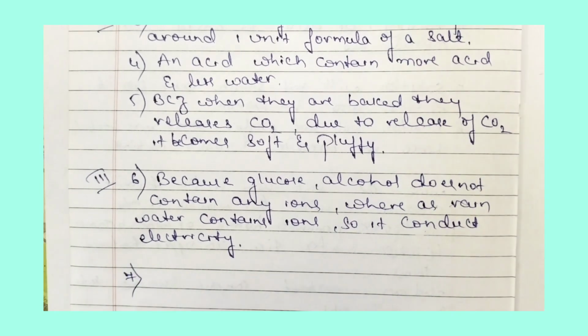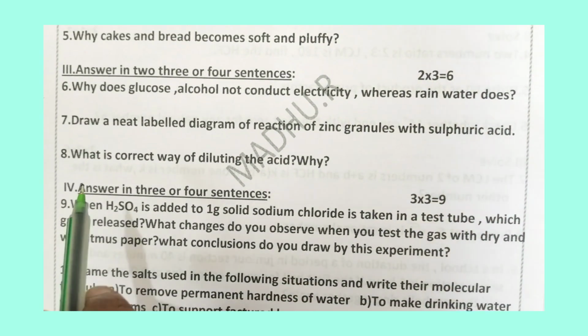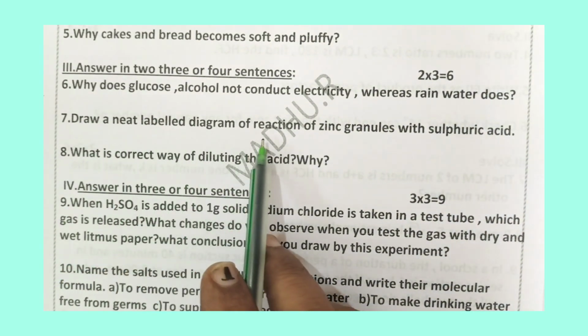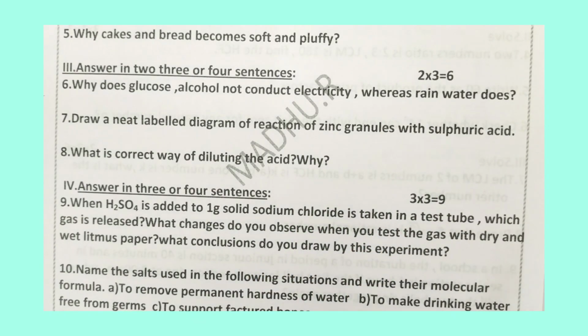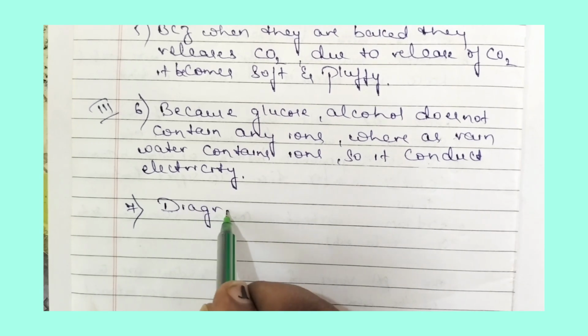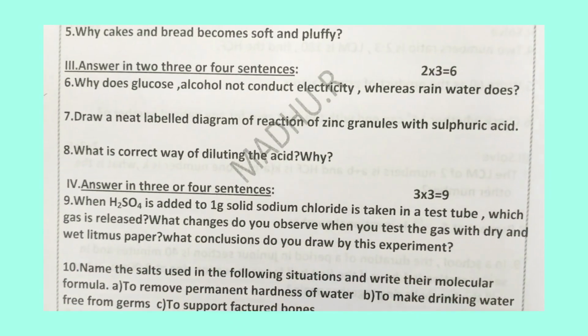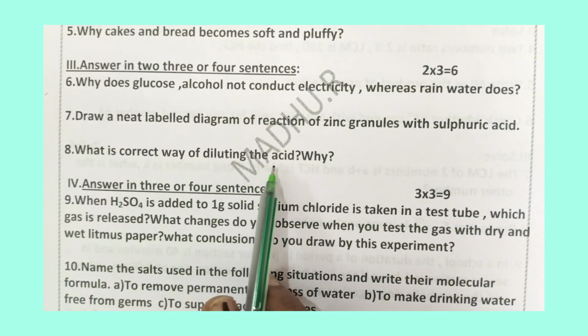So now let us move to question number 7. Question number 7, they have given, draw a neat labelled diagram of reaction of zinc granules with sulfuric acid. So the 7th one is a diagram question. Now let us move to the 8th one. That is, what is the correct way of diluting the acid?